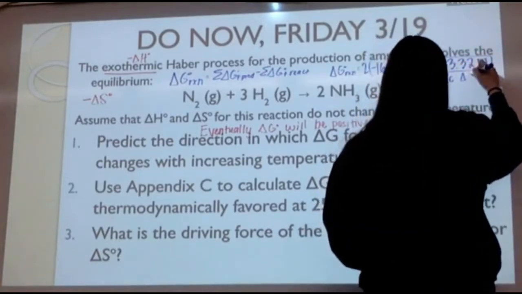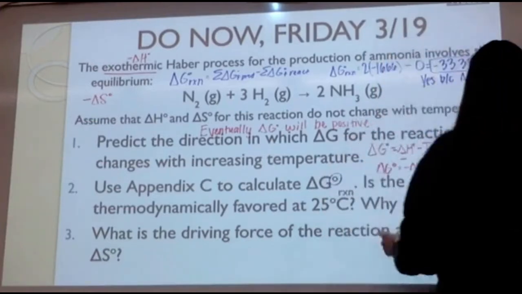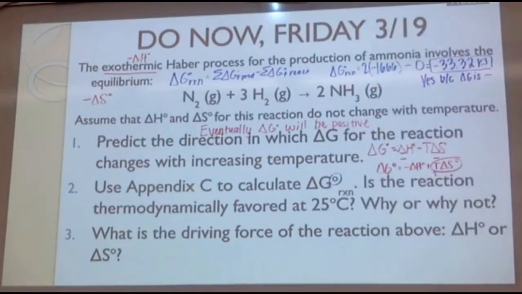Yes, because delta G is negative. If delta G is negative, it is thermodynamically favored. Spontaneous, it happens on its own. So then number 3, what is the driving force of this reaction? Delta H or delta S? Now it's not having us explain, it's just having us answer the question.